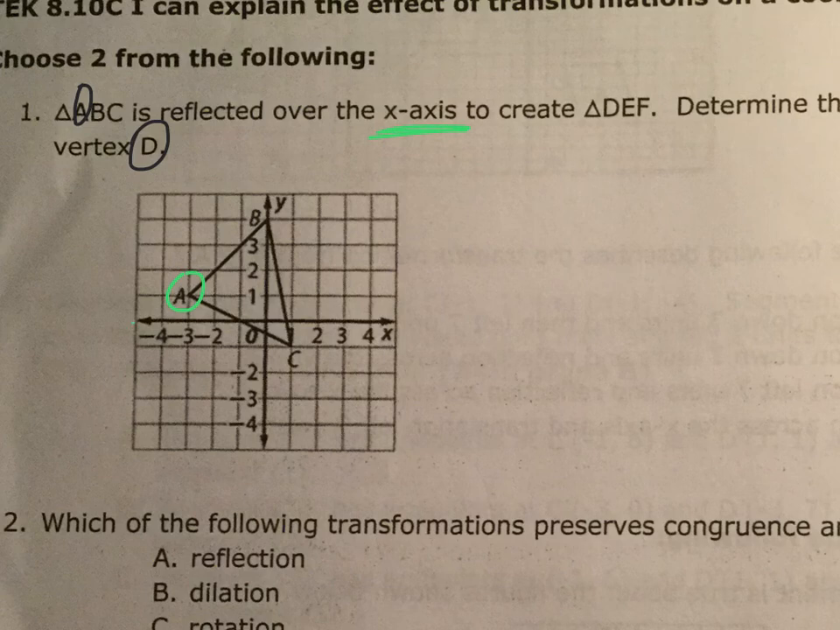Okay, so I'm going to highlight my x-axis so I don't accidentally go over the y. So I see point A is 1 unit away from the x-axis, so I need to go 1 unit away on the other side. So we would call this A prime, or point D in this case. So the ordered pair is (-3, -1), and that is the answer for the first one.